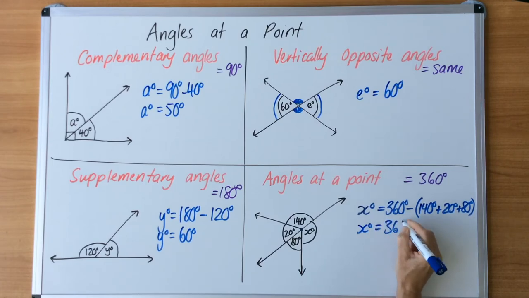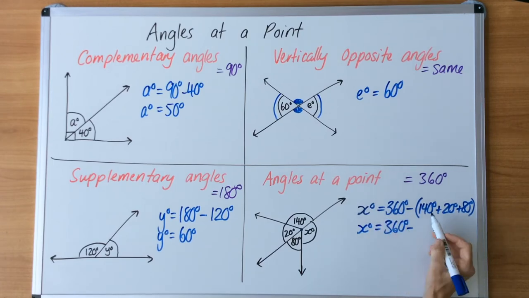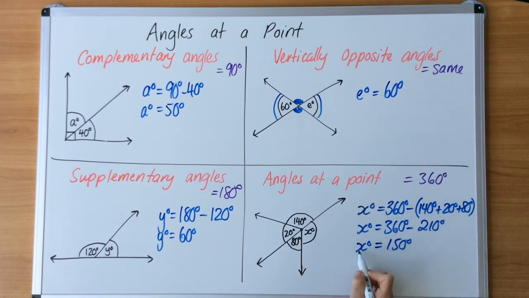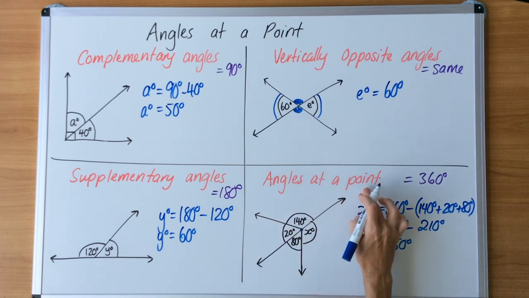And I just drop down the 360 degrees on the next line. I add all the measurements up in the bracket, which comes to 210 degrees. So now I go 360 minus all the other angles added up, which is 210 degrees. And when I subtract that, I get 150 degrees. So now I know the angle X is 150 degrees. And again, at the very end of this, I need to write down the type of angle I've been working on, and it's angles at a point.